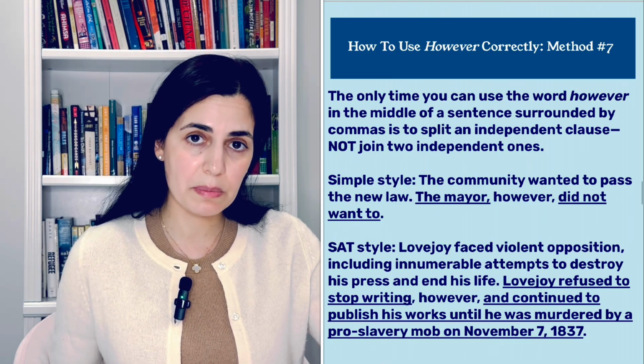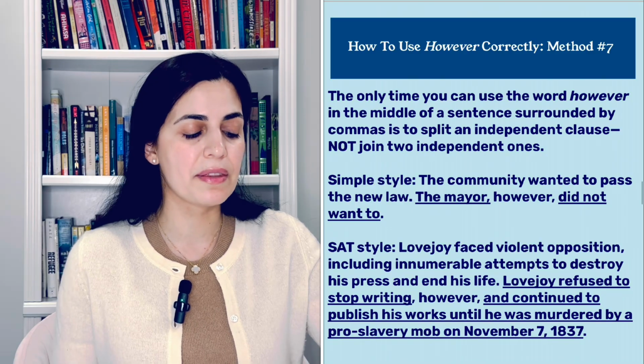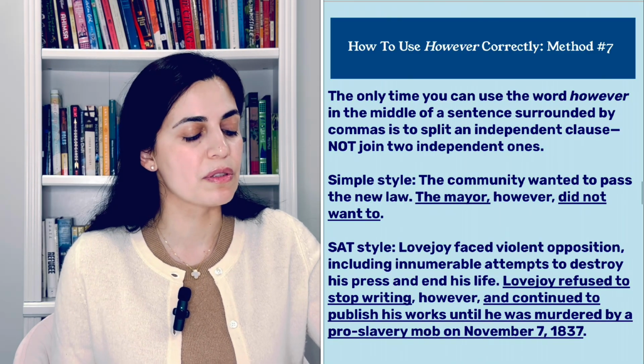So splitting the independent clause is the word however, and then we have commas around it, which is okay in this case. One way to think about it is that in these two examples, the word however is interrupting the flow of the sentence. It's splitting it. It's in the middle. So because it's interrupting that flow, you can just set it aside from the rest of the sentence by surrounding it with commas.